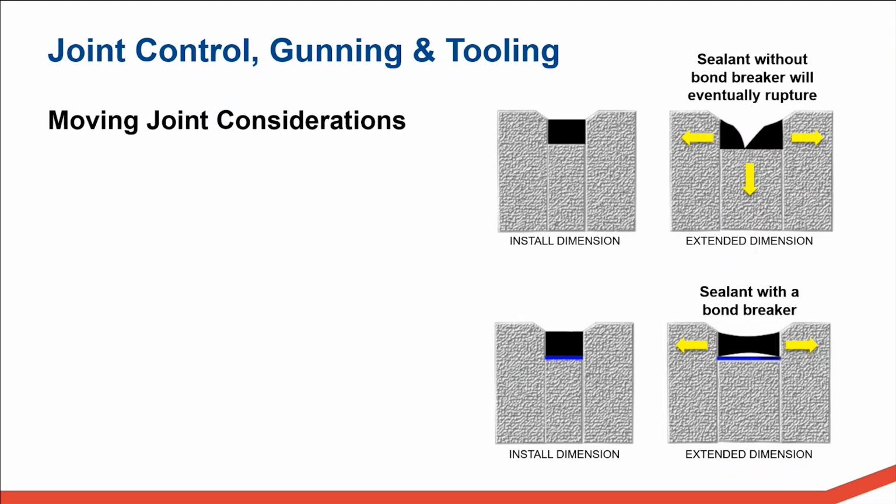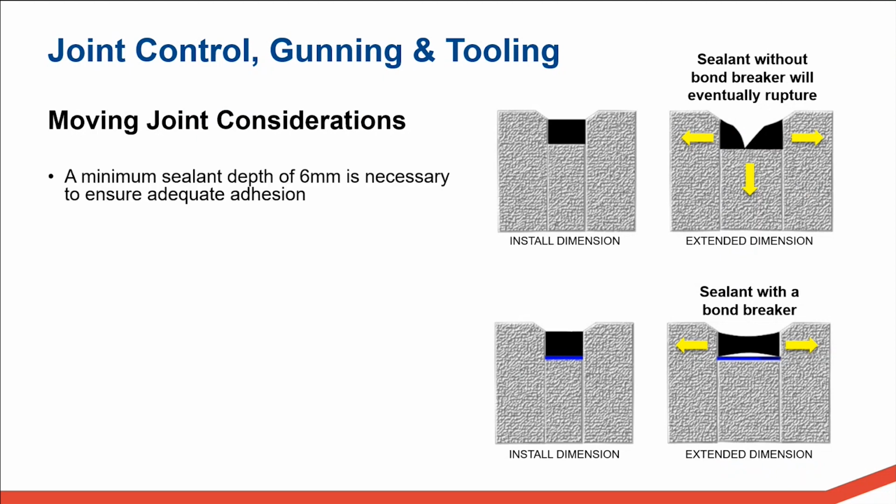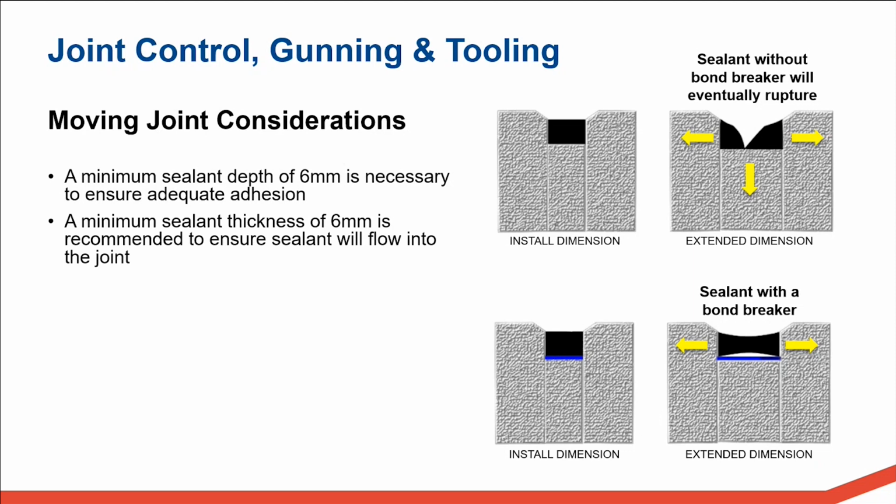When designing moving joints, the guidelines around minimal sizes should be followed. So that's a 6 mil minimum depth and 6 mil width. Wider joints will allow more movement than narrow joints. The following points also require consideration.